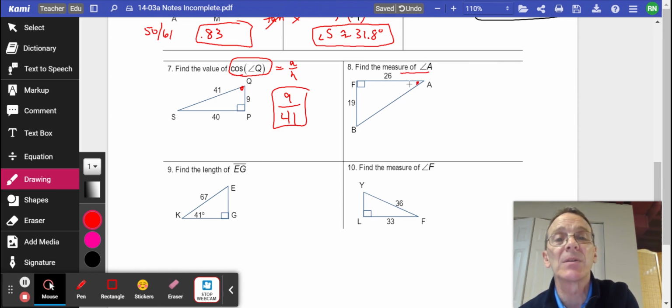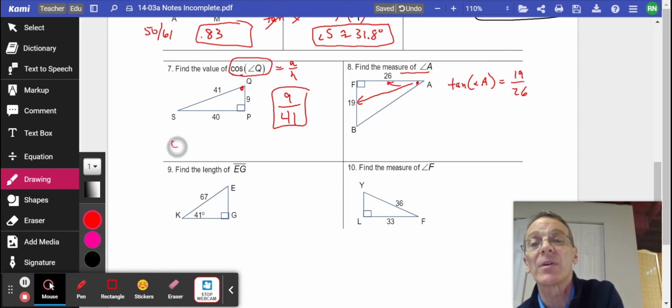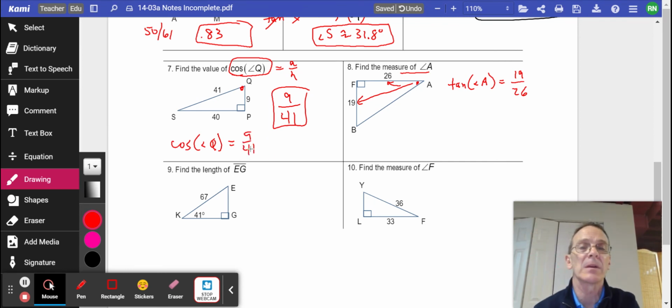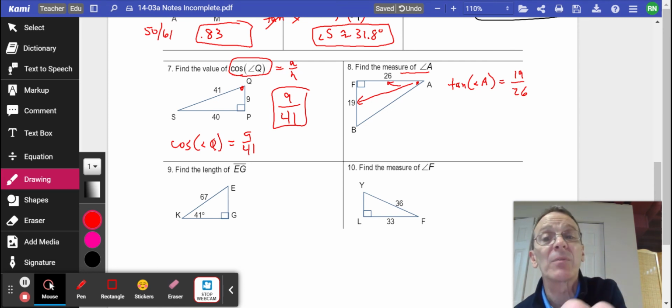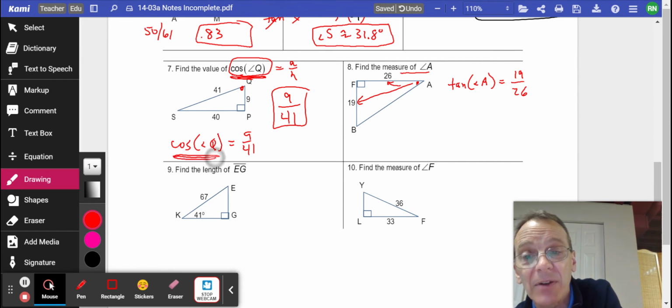The measure of angle A. All right, well, let's see. We've got an opposite, we've got an adjacent. Tangent is what connects opposite and adjacent. Tangent of angle A is equal to the opposite 19 over 26. By the way, over here I could have written cosine of angle Q is equal to 9 over 41. But again, I'd be done with the problem in number 7 because I asked for the cosine of angle Q, which is exactly what's written down here.